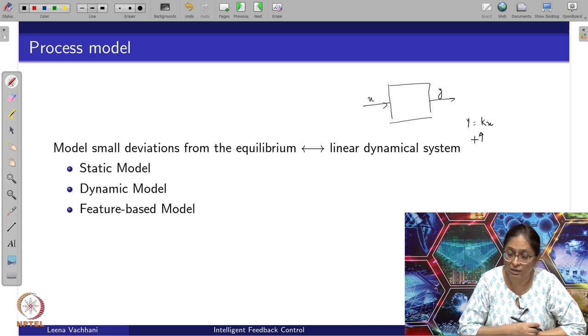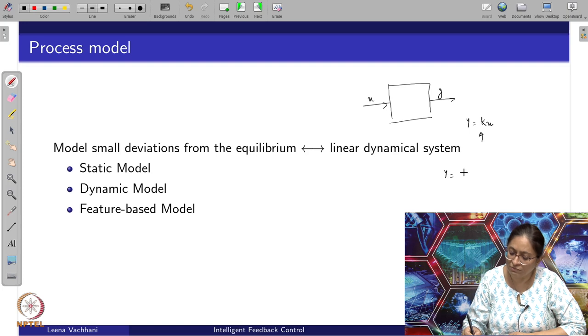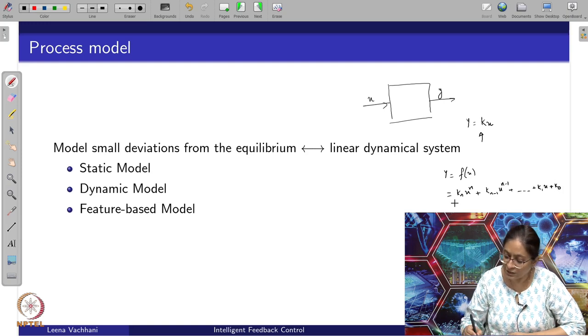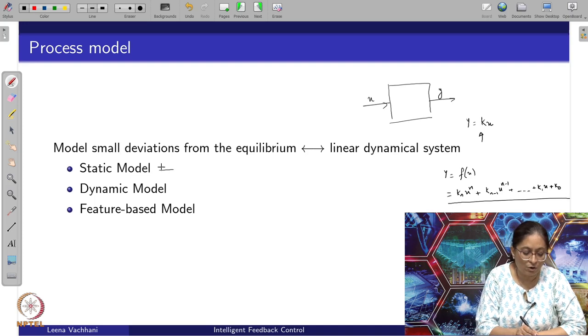So this is your static model, but this k need not be simply a constant. It can also be some polynomial function of u. So for example, this is represented as k_n u^n plus k_(n-1) u^(n-1) plus ... plus k_1 u plus k_0. So this identification of the coefficients of this polynomial can be considered as the static model identification.